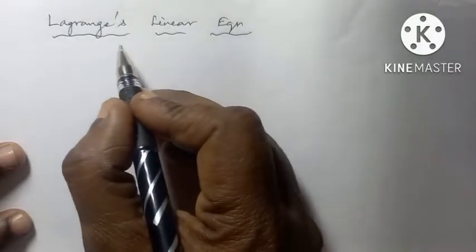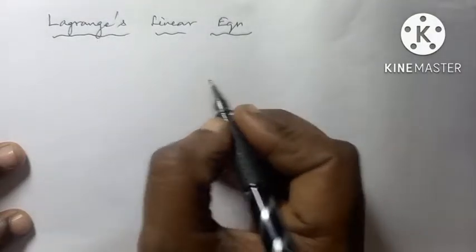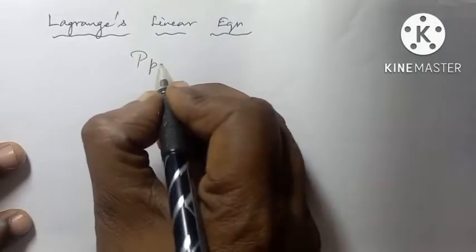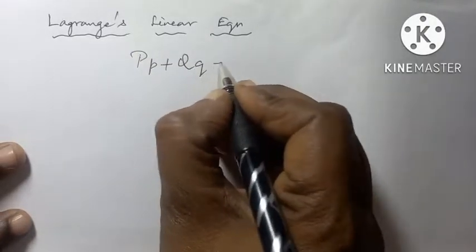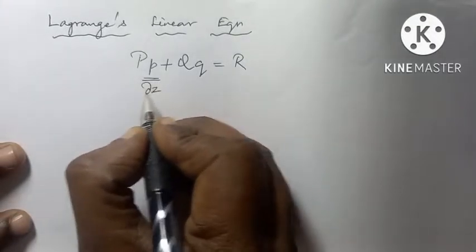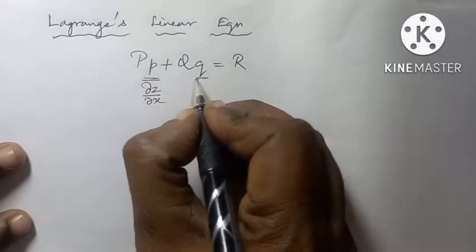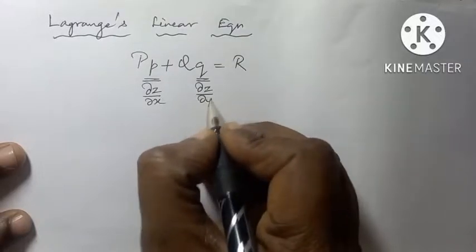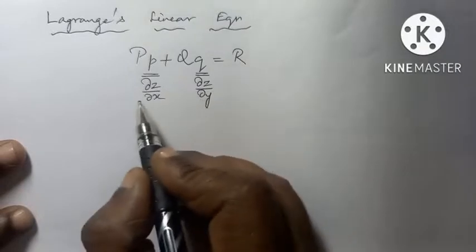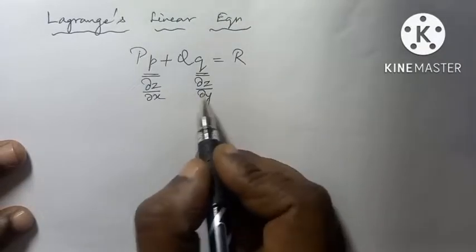Let us see today how to solve Lagrange's linear equation. Lagrange linear equation is in the form Pp plus Qq equal to R. You know this p denotes dou z by dou x, and this q denotes dou z by dou y. And this is an equation which has first order derivatives.